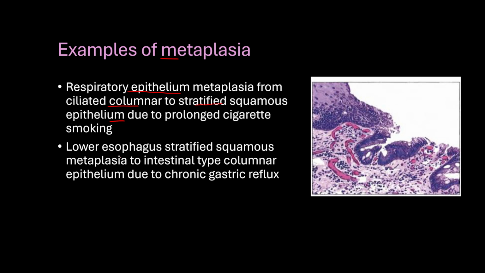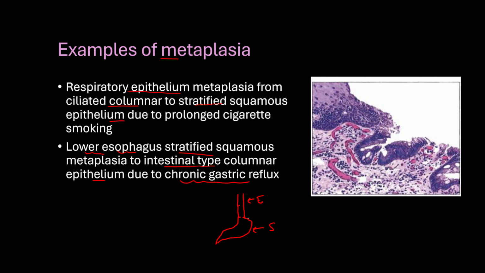Metaplasia can also occur in the esophagus. Exactly in the lower esophagus, it can undergo metaplasia from stratified squamous into intestinal type columnar epithelium, and that is due to chronic gastric reflux. Now, if we have the esophagus here and the stomach here, we have the esophageal gastric sphincter. This will keep the acidic stomach fluid from refluxing back into the esophagus.